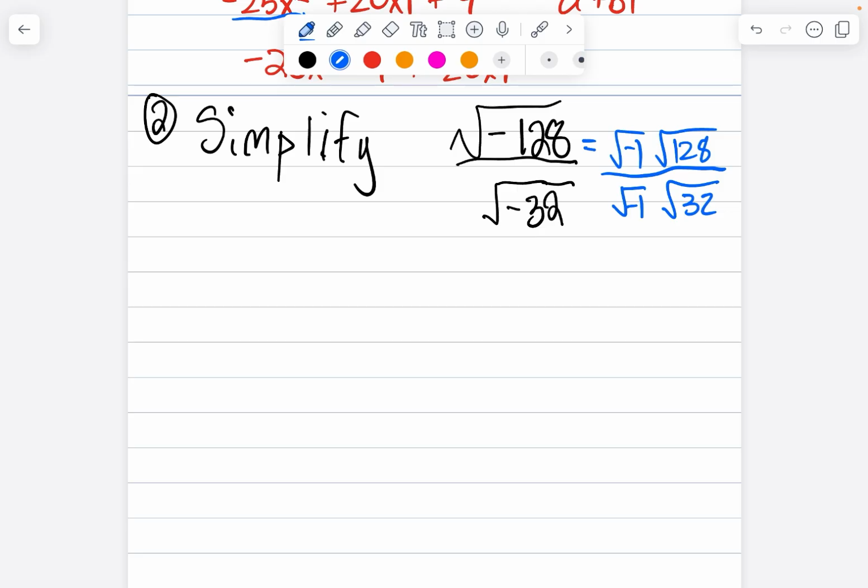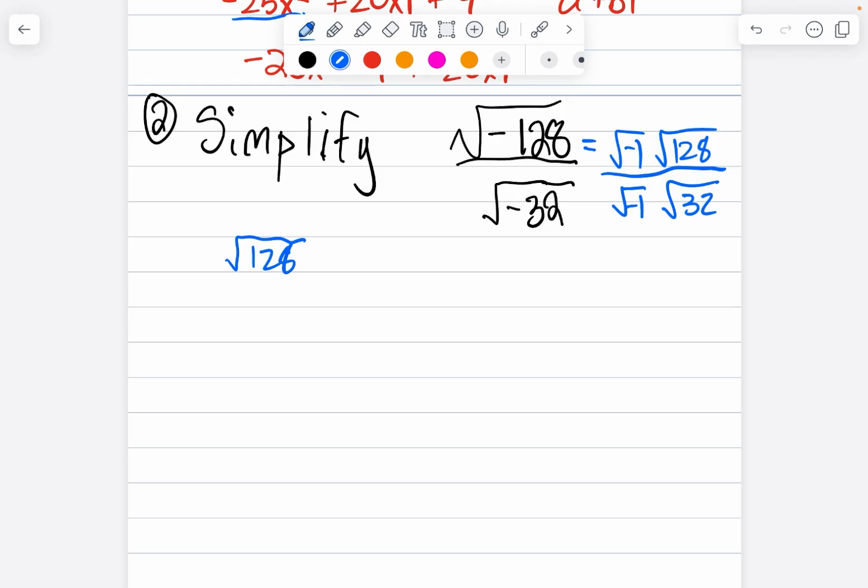All right? Now I can work with this, right? I can work with square roots of positive numbers. I can't work with square roots of negative numbers unless I pull out this negative 1, the square root of negative 1, which stands for i. All right, so let's break down, first thing, the square root of 128. All right, let's break this down.